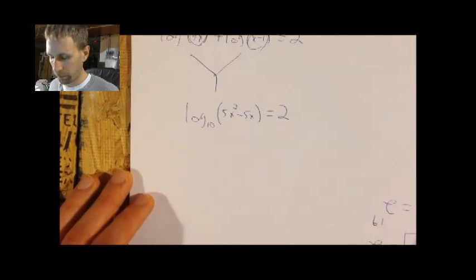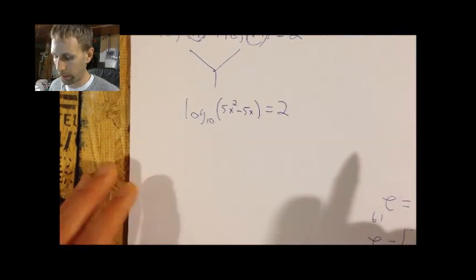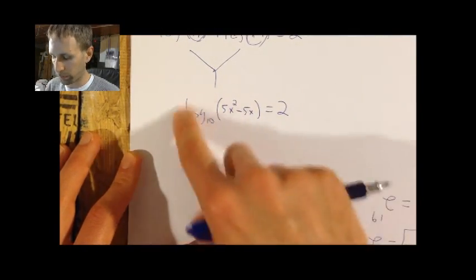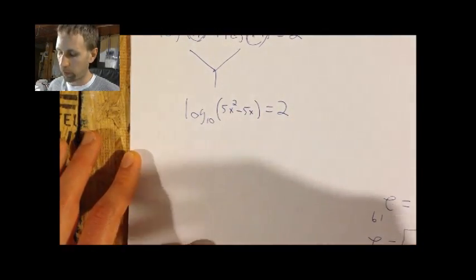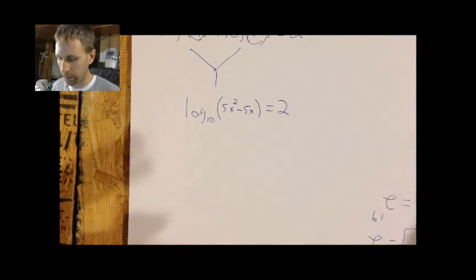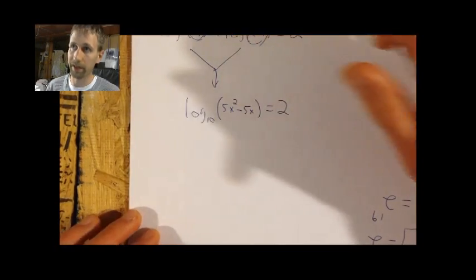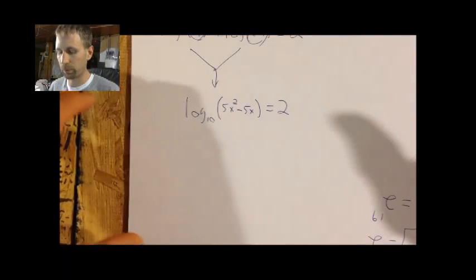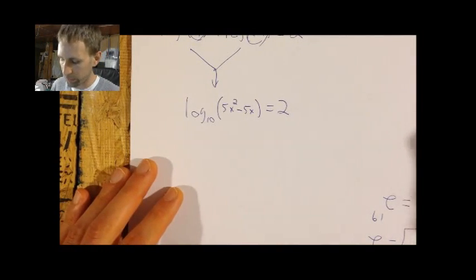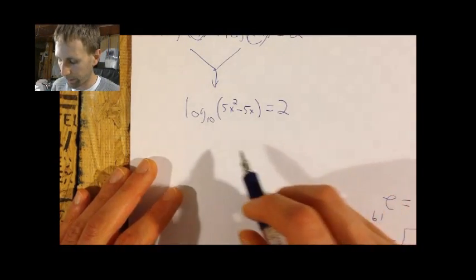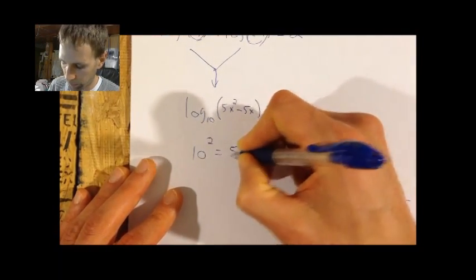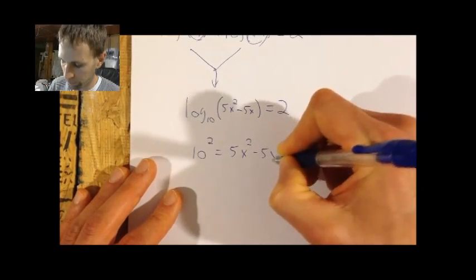And then from here you have your choice of what to do. You could either exponentiate both sides with 10 and write 10 to the power of this whole side equals 10 squared, or you could just rewrite the equivalent in the exponential expression. You could rewrite the log as its equivalent exponential expression, whichever suits your fancy. I'll do it that second way, and I'll say 10 squared. This means that 10 squared equals 5x squared minus 5x, right?